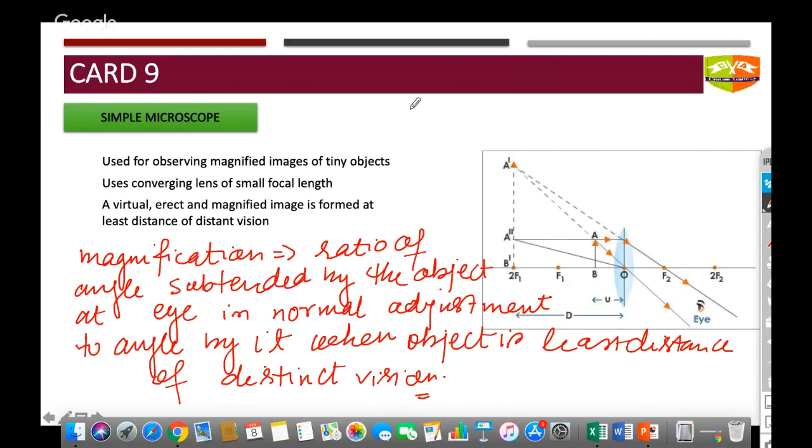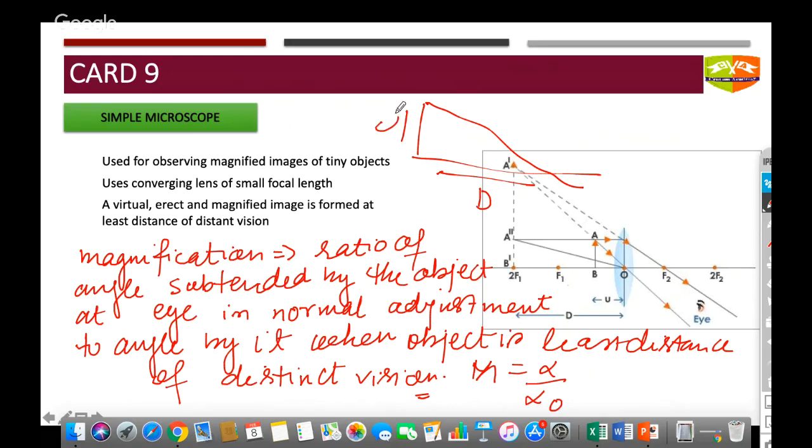So it means that you see here, it is a ratio of two angles. So m is equal to alpha divided by alpha naught, and I drew two figures. I told that this is D, this is H. D I am assuming here to be the least distance of distinct vision. Because alpha naught is very small, tan alpha naught can be written as alpha naught, and alpha naught is nothing but h by d.